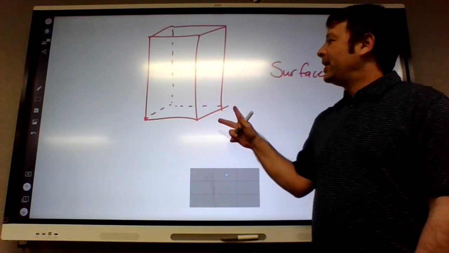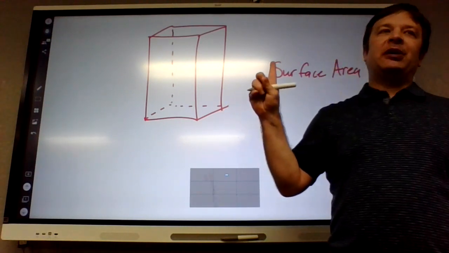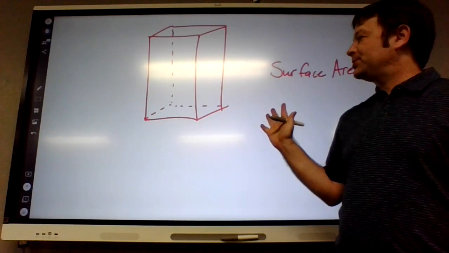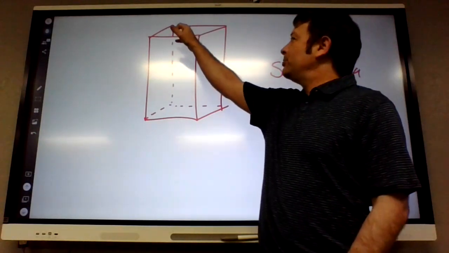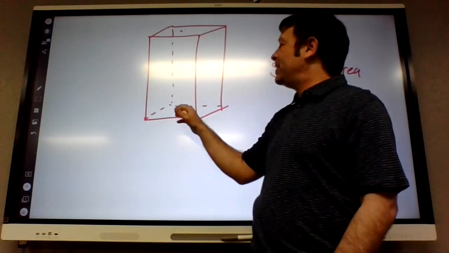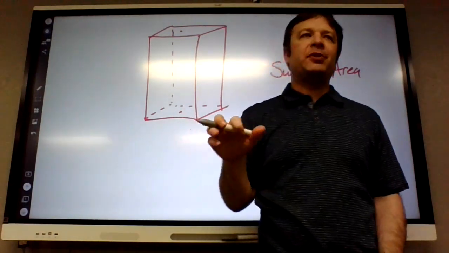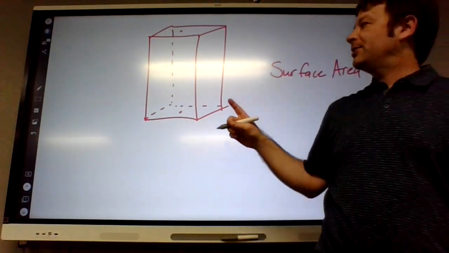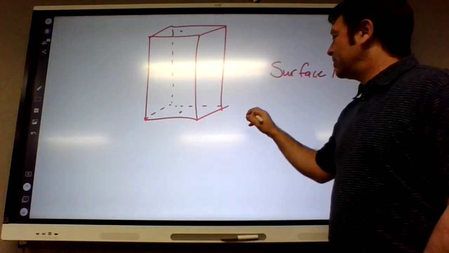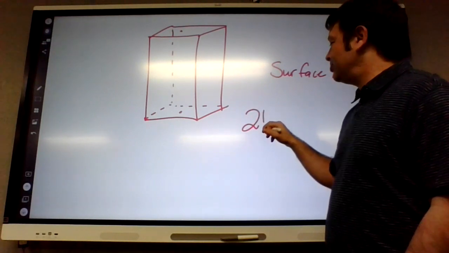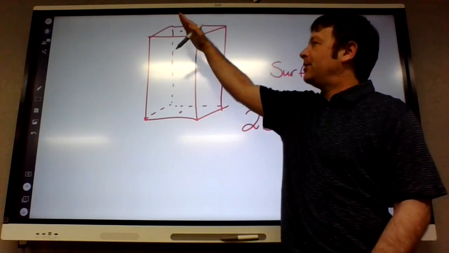Okay, but that's not how we're going to do it. All prisms should work with this formula. So what do we know about the bases of these prisms? They're equal. They are the same. So if you can find 2 base areas, that takes care of the top and the bottom.